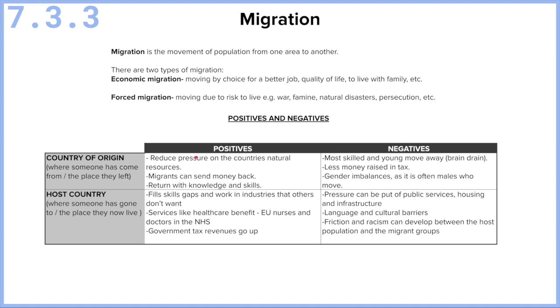So the positives for migration in the country that they've come from, well, it may reduce the pressure on their natural resources if it's overpopulated because they've moved somewhere else. Migrants can send money home. So a lot of lower skilled migrants, particularly if you think of Eastern European countries, come to the UK to make some money, and it's legal to do so, and they'll maybe do some crop picking and stuff like that, and they'll send money home to help the family back home.